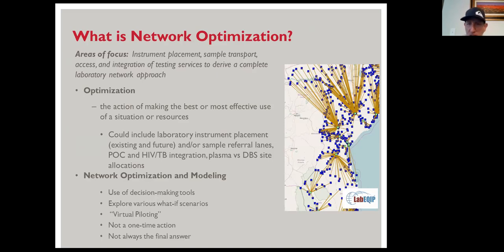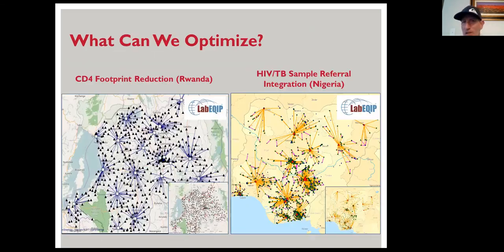So here are just a couple of examples of what we've done historically. I think the nice thing here, particularly as we look to Rwanda, is that this is something they did somewhat independently after getting some lab network optimization training that was conducted in Uganda a few years back. If we're looking at the left map in the lower right, I know it's not very clear, but what we're looking at there is their existing CD4 network. And as we know, the demand for CD4 has somewhat decreased.